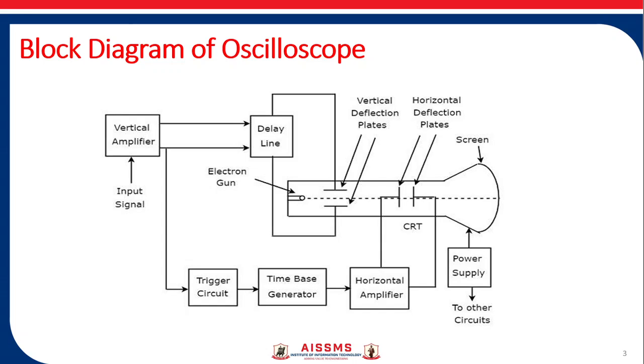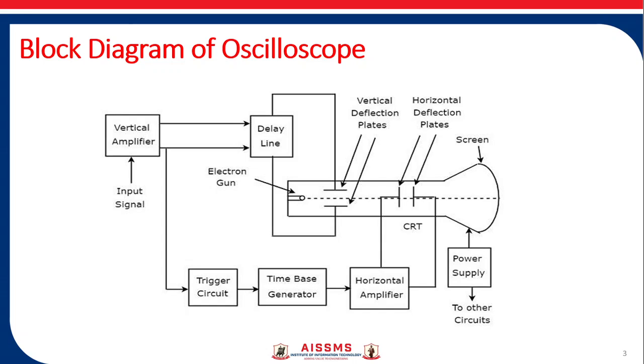Then another block is trigger circuit. Trigger circuit triggers the time based generator. So this trigger circuit produces a triggering signal in order to synchronize both horizontal and vertical deflections of electron beam. The output of triggering circuit is given to time based generator circuit, and it produces a sawtooth signal which is useful for horizontal deflection of electron beam. The output of time based generator circuit is applied to horizontal amplifier. Horizontal amplifier amplifies the sawtooth signal and then connects it to the horizontal deflection plates of CRT.